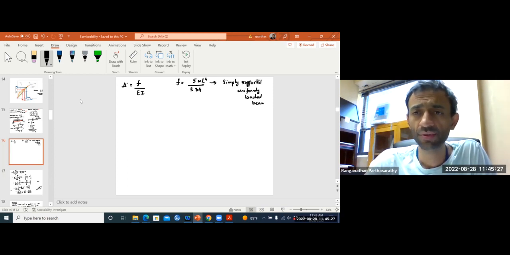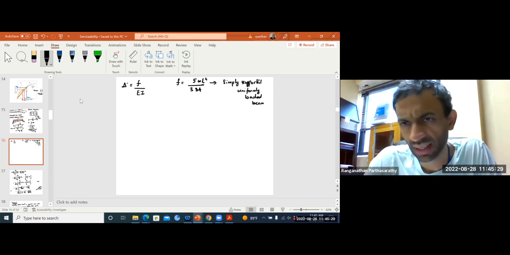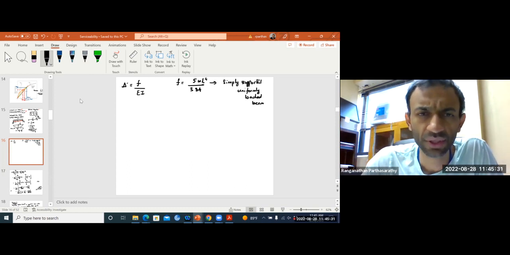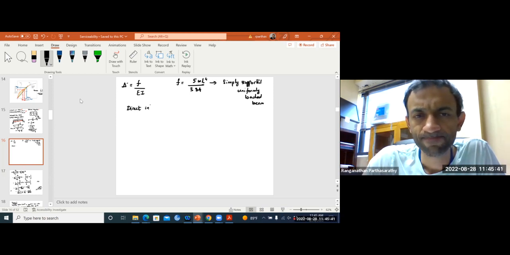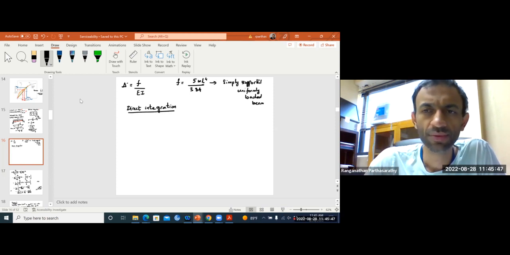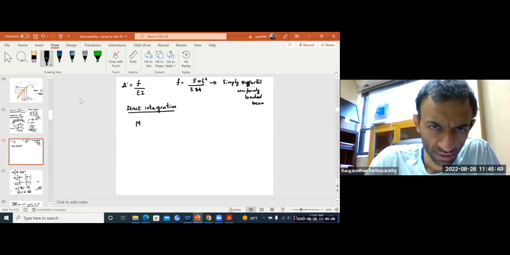Now we may not have uniform loading. We may have any kind of loading, any kind of supports. So let's just learn these theorems. First is direct integration.